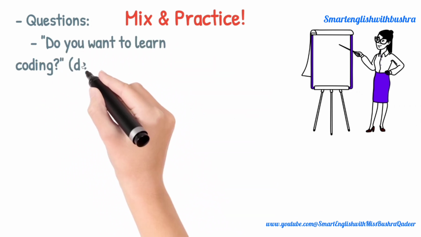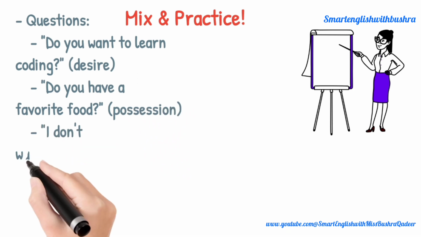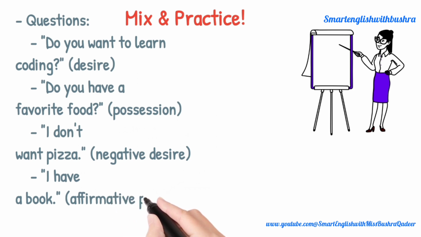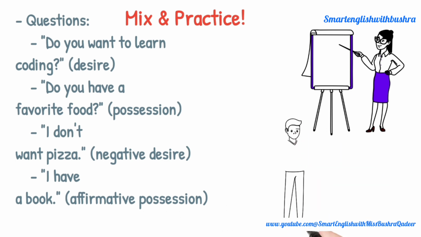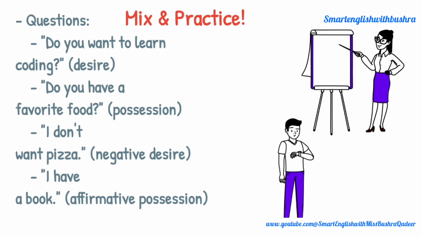I'm just giving you a kind of reinforcement also, students. I want to study. I don't want to sleep. I have a car. I don't have time. Right? So here I am using don't to show negative. And when it is the pronoun he, she, it, I will use does. It's very simple. Do you want to learn coding? That is a desire. Do you have a favorite food? That is a possession. I don't want a pizza, negative desire. I have a book, affirmative, possession.